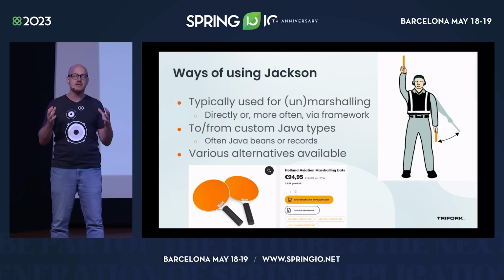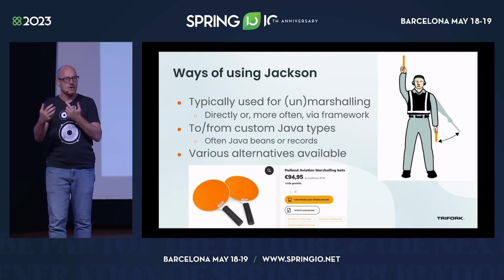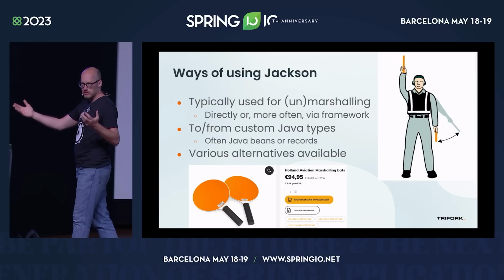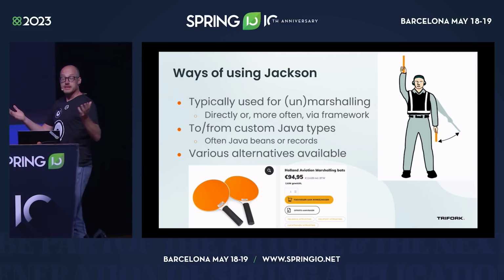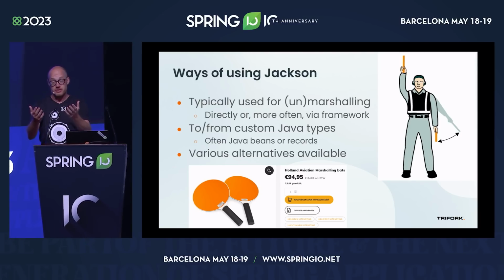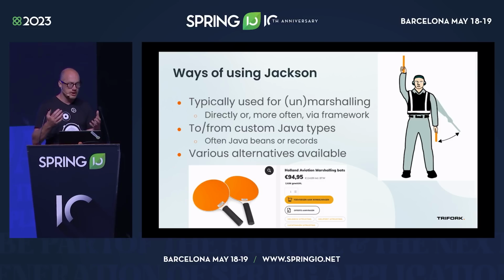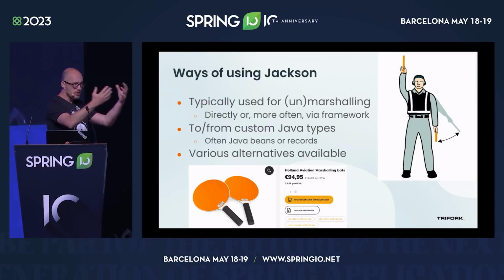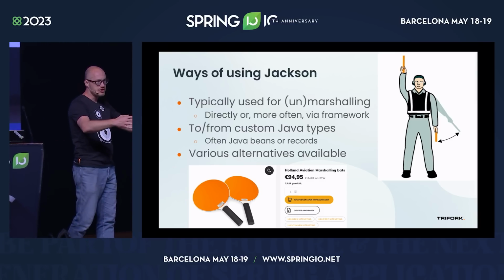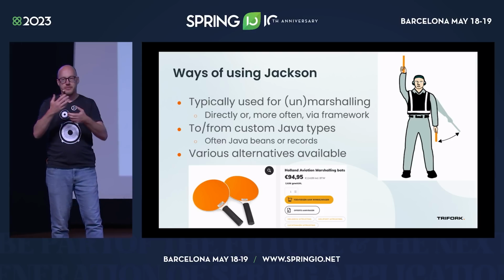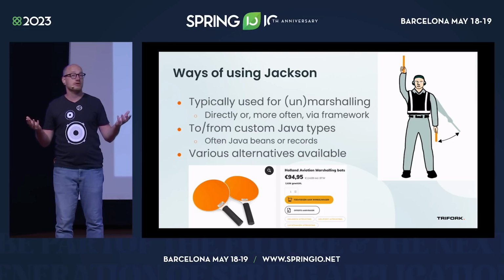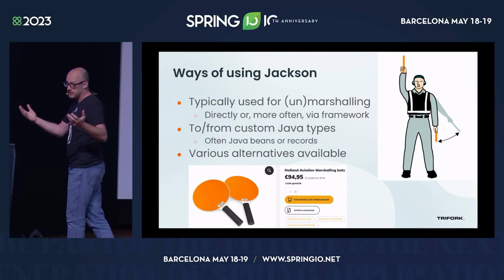Marshalling basically means taking a Java object and turning that into some other representation to send over the wire or to a file, in this case JSON. So it's serialization. In the context of this talk, marshalling and serialization are the same thing. Unmarshalling then means taking the JSON and turning that into something that we can process in Java code. Right? It's deserialization. Again, the same thing.